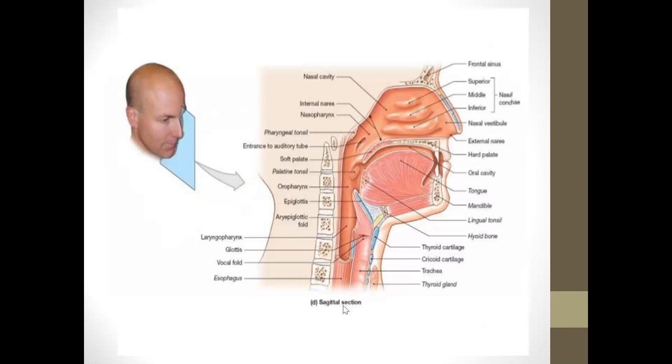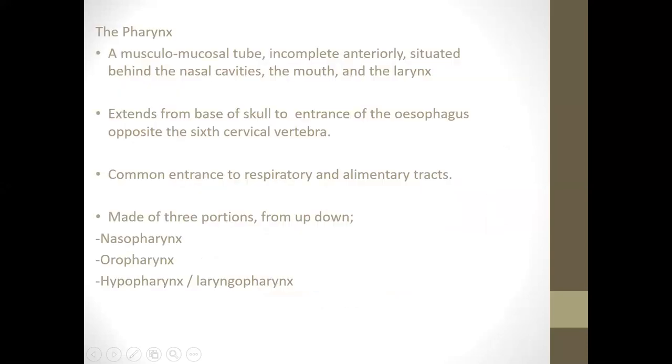Thank you. With that brief video, we can continue. This is what we have talked about. The pharynx is behind the nose, behind the mouth, and incomplete anteriorly, situated behind the nasal cavity, the mouth, and the larynx. It extends from the skull base, as you saw, to the entrance into the esophagus opposite the sixth cervical vertebra. It's the common entrance to the respiratory and alimentary canals.